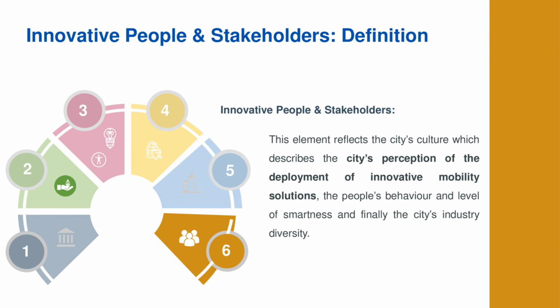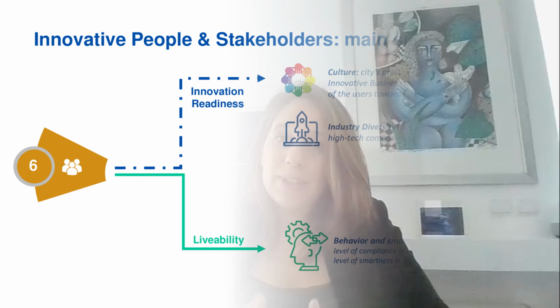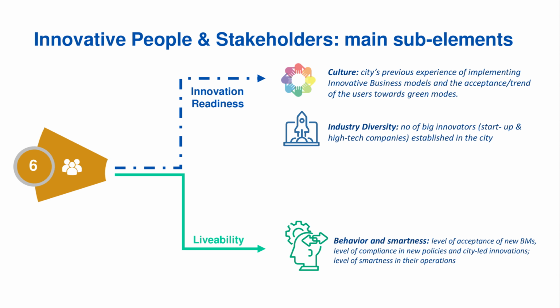The final element concerns the people and the stakeholders and describes the city's culture as well as the people's behavior. More specifically, this element is expressed in sub-elements like the city's culture, which means how experienced the city is in implementing innovative business models, and industry diversity, which deals with how rich a city is in terms of number of big innovators and tech companies already established and operating in the city.